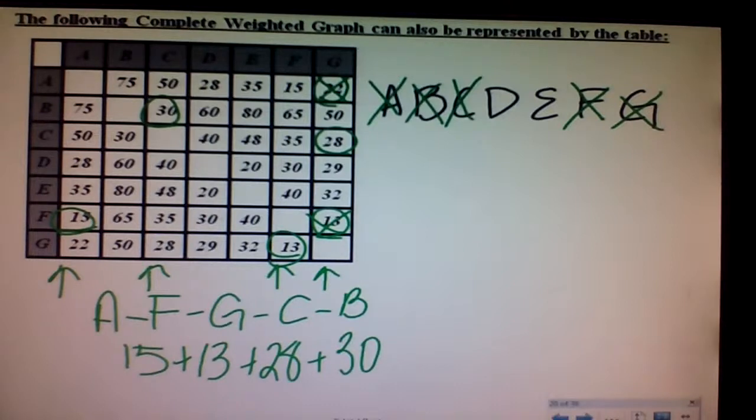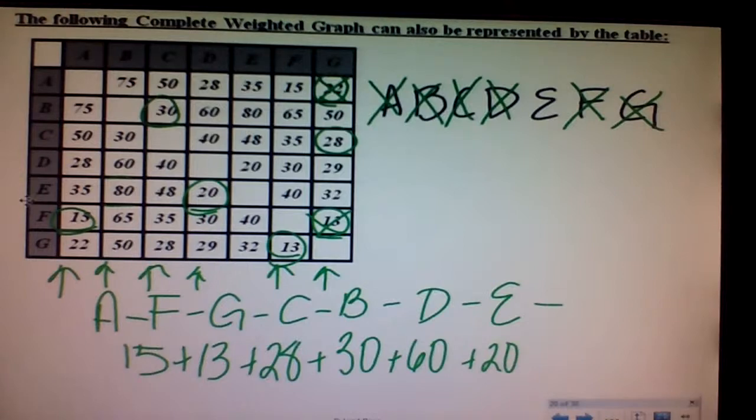Okay, now notice all I have left are D and E. So when I go to column B, all I want to look at are those two. So B to D is 60, B to E is 80. Go to D. So we want to go to D, which is 60. My only other place left to visit is E, so I need to go from D to E, which is 20. And I have to go back to A, and E to A is 35.